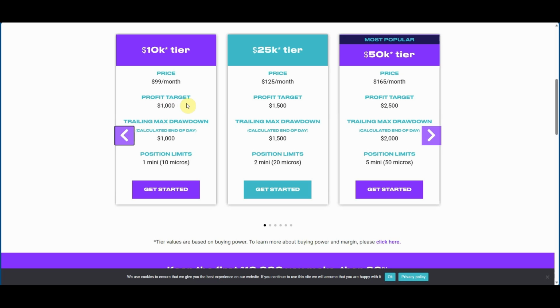Make sure you close it out. Have your maximum profit target set so that you don't actually get spiked into a huge profit, because it will really make your future trading a lot more challenging.